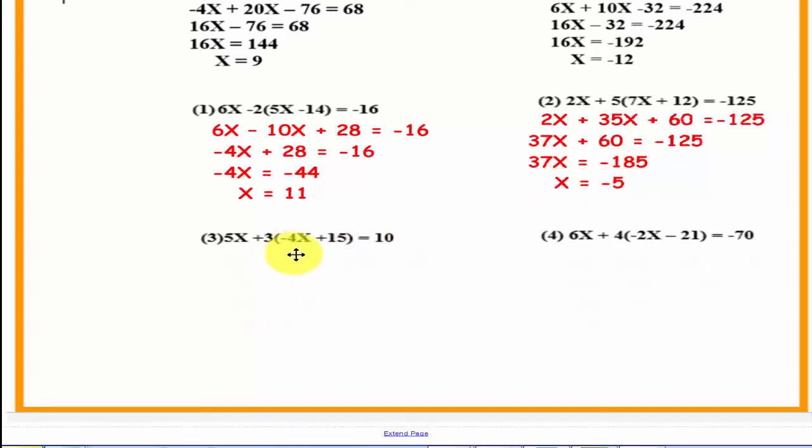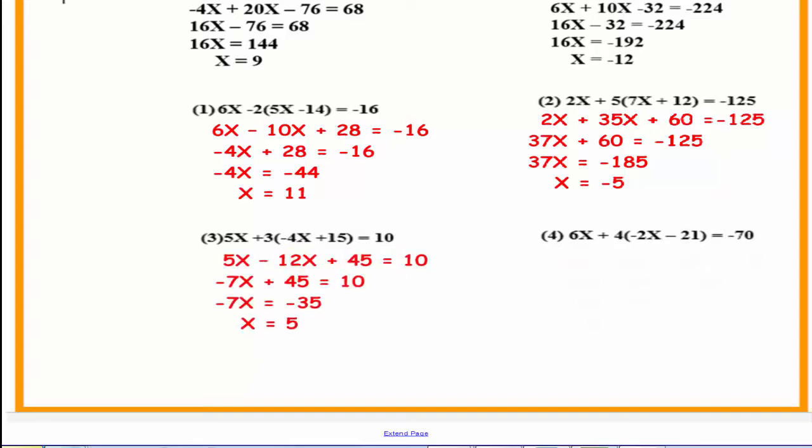Let's look at number 3. Let me slide this down just a little bit. Okay, number 3. Here we have 5x plus 3 times negative 4x plus 15 equals 10. Okay, bring this down. 5x minus 12x. How do we get 12x? Well, positive 3 times a negative 4x is negative 12x. And 3 times 15 is 45, equals 10.